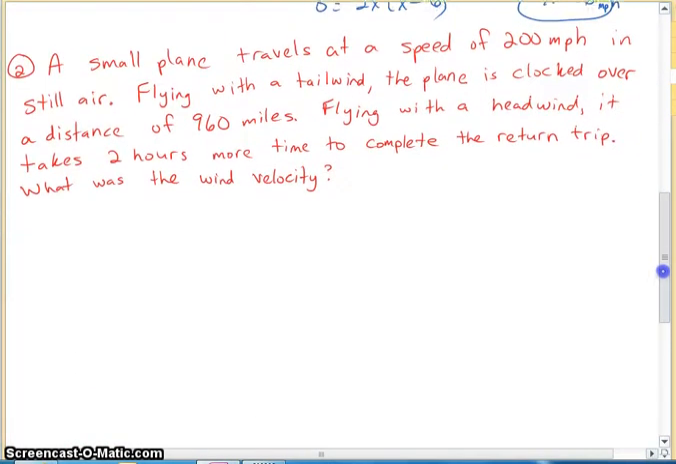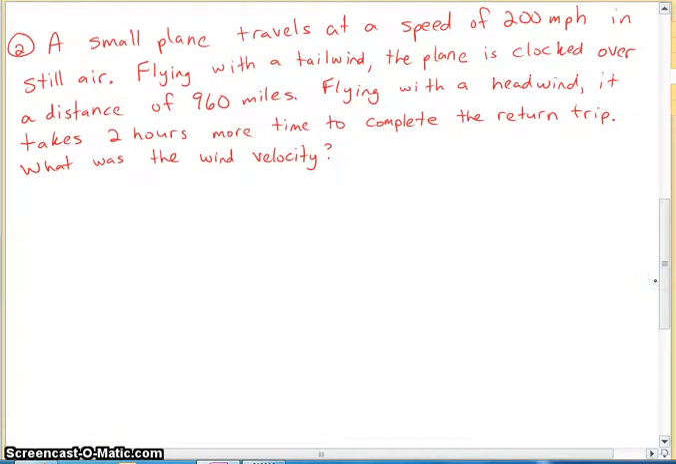Moving on, I have a small plane travels at a speed of 200 miles per hour in still air, so that means with no wind. Flying with a tailwind, so that means with the wind. The tailwind means the wind is blowing from your tail, so it's going with you.